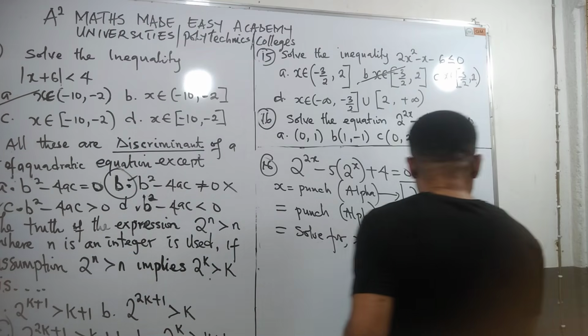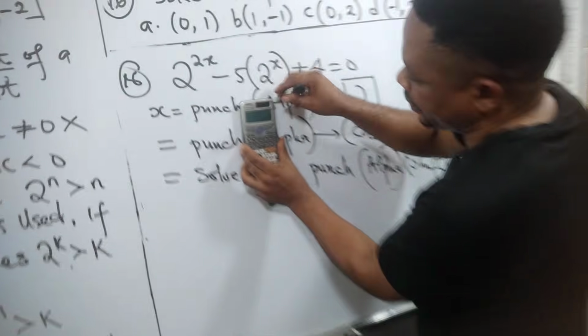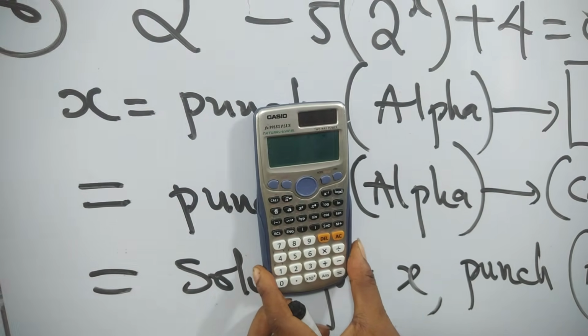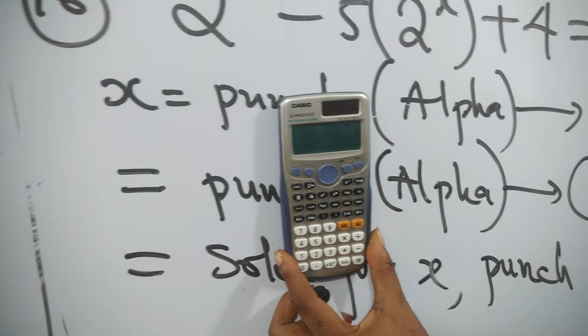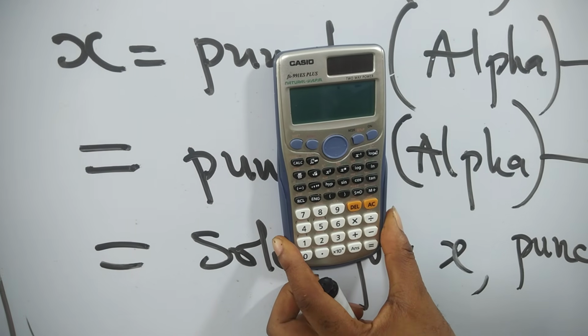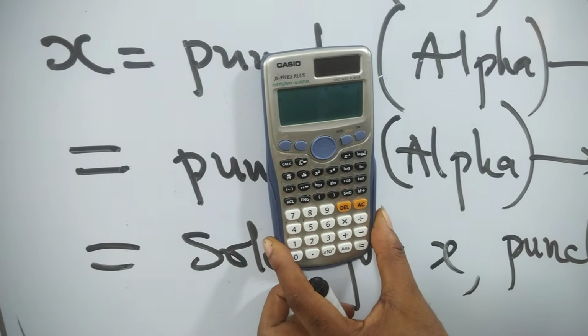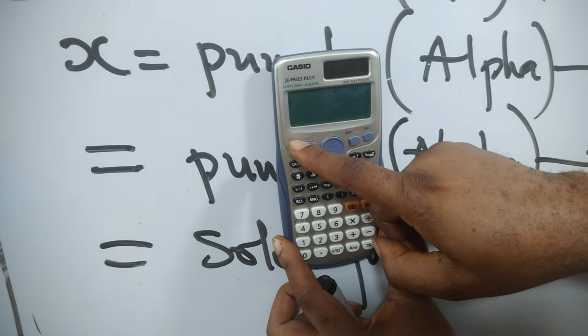I want you to watch. Now this is the step. Now let's go. Are you with me? This is the calculator method. Have you seen the calculator? Remember, the calculator we are using is the Casio fx-991ES Plus. First, clear the function key.